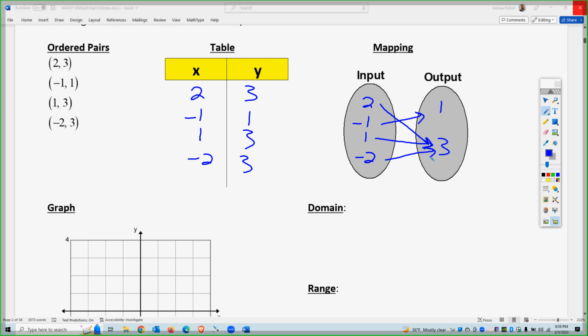Still a function though. So the domain is my inputs. So that's negative 2, negative 1, 1, 2. And my outputs are 1 and 3. Okay, and you can graph those. We'll have to move this up a little bit to do that.